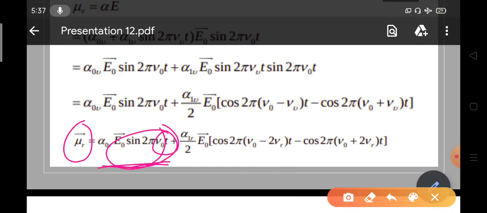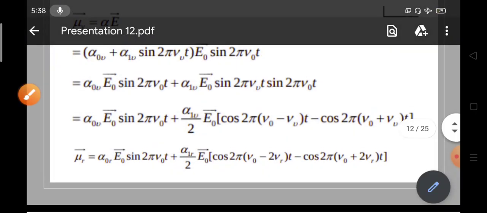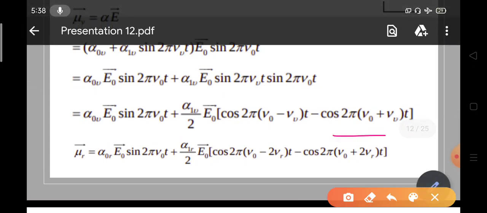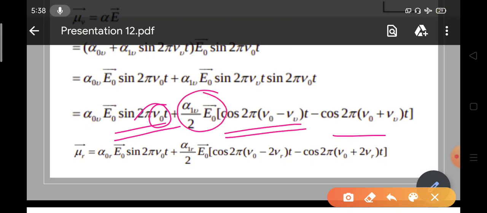The nu naught is that frequency which is exactly equal to the incident frequency. And you also know here, look here, that alpha has also this term, that is cos 2 pi nu naught minus nu v t minus cos 2 pi nu naught plus nu v t. So this is the alpha naught, that is the polarizability that is oscillating with the incident light, and this is the polarizability that is oscillating with the modified intensity of the light, or with the modified frequency.